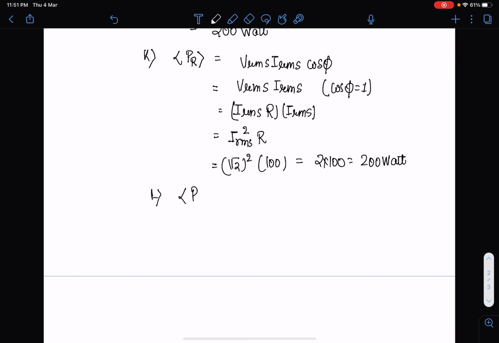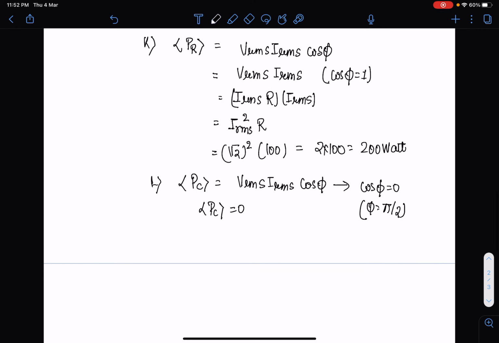So average power across capacitor, and we know that in case of capacitor, voltage and current are in a phase difference of pi by 2, right? In case of capacitor, current leads the voltage by a phase of pi by 2, which means the phi value is pi by 2 here. So if you write average power, Vrms into Irms into cos phi. In case of capacitor this cos phi becomes 0, because phi is equal to pi by 2. So average power across capacitor becomes 0, right?